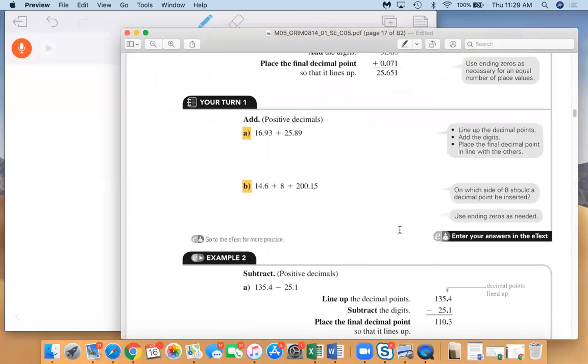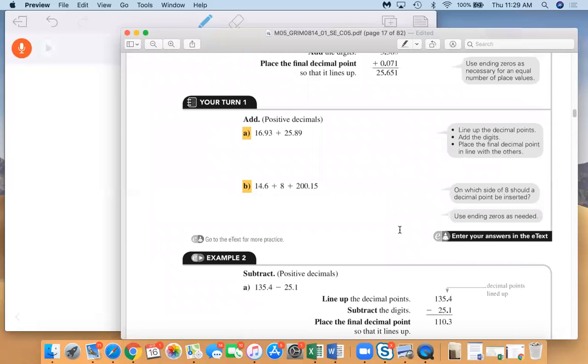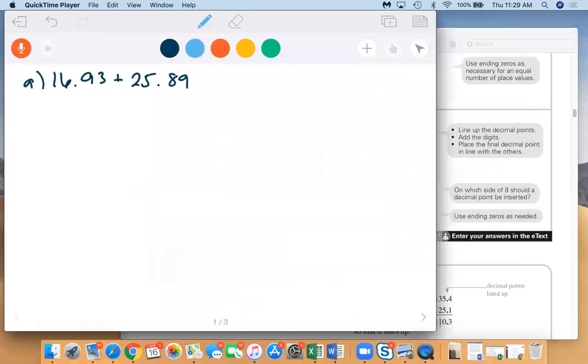All right, so we're on page 17, Your Turn. Let me just write this down real quick. We have 16.93 plus 25.89. We're just going to line them up vertically. And remember, you have to make sure your decimal point is lined up, and then the place values. So we just go like this.